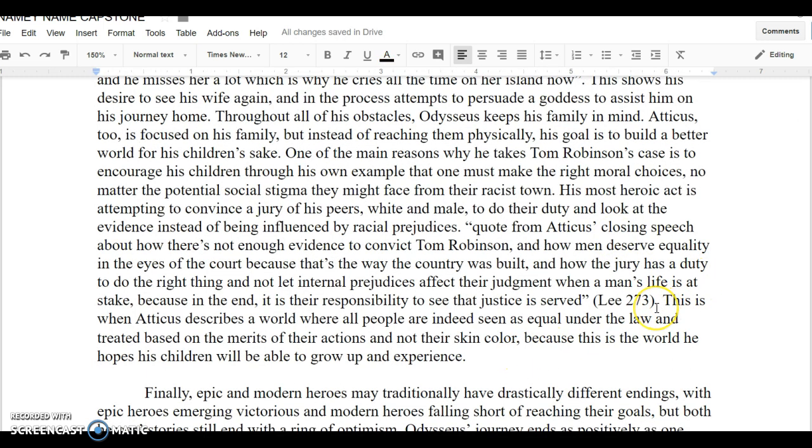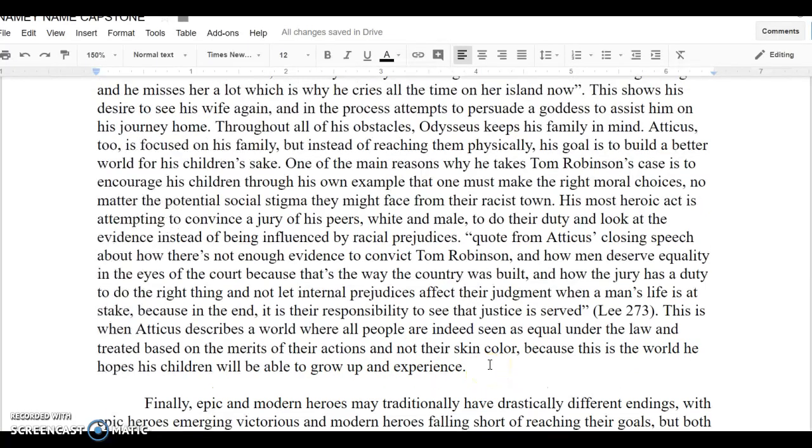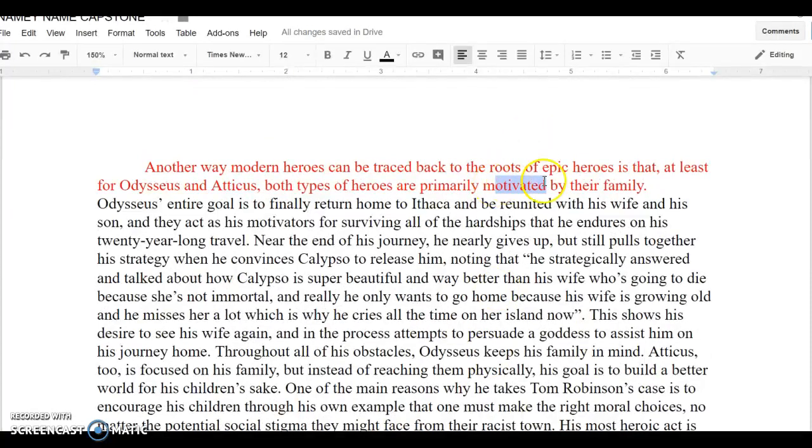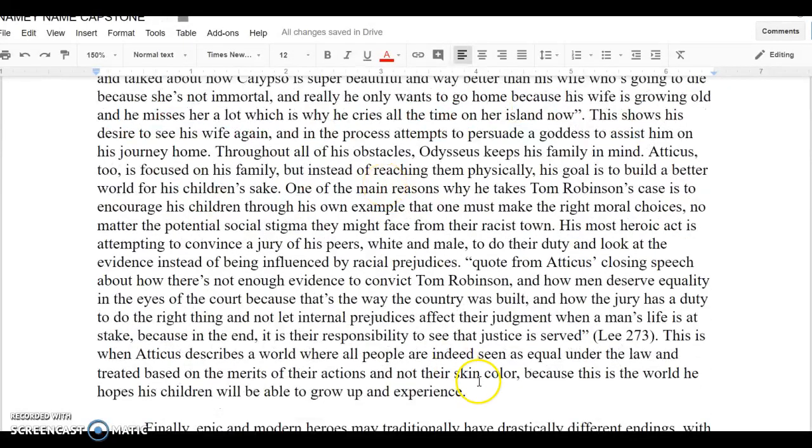But my last sentence of this paragraph is, this is when Atticus describes a world where all people are indeed seen as equal under the law and treated based on the merits of their actions and not their skin color, because this is the world he hopes his children will be able to grow up and experience. Which is a good sentence, but does that tie back to motivating family and the fact that the heroes are the same? No, it does not. So I would need to make a note, add concluding sentence.